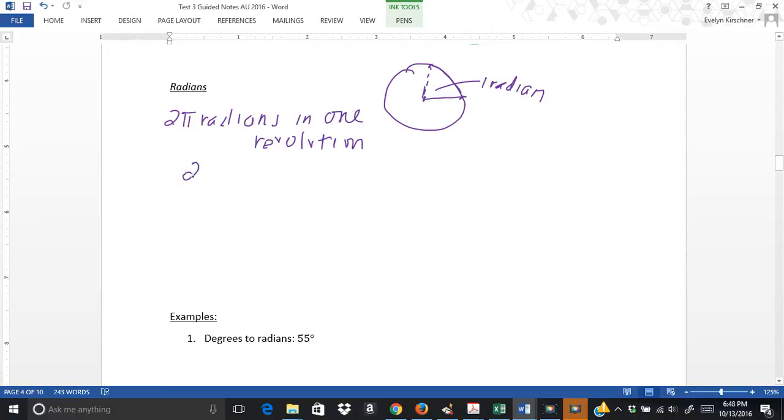And the way we can convert is we could say 2 pi and 360, those are comparable. So if I want to convert, I can put my radians on top, my degrees on the bottom. But if you notice, you can also go pi over 180 because I can divide both by 2.